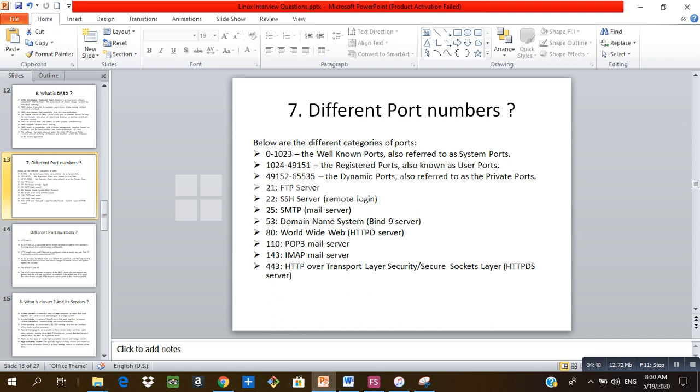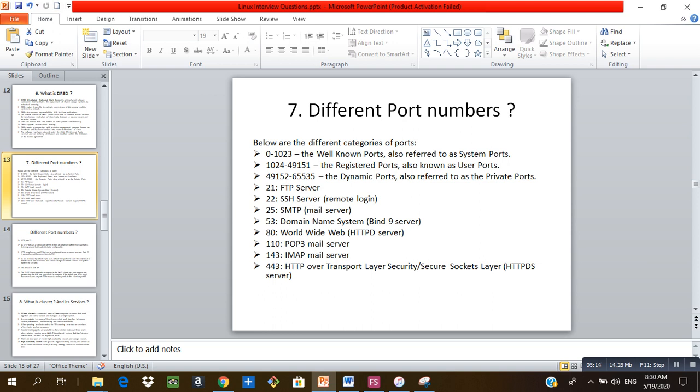Now let's see some services and what the default ports for these services are. Because the interviewer can ask you randomly, tell me the port number for FTP, for SSH, for SMTP, for DNS, for HTTPD. Here I have mentioned some of the ports. For FTP, port 21 is used. For SSH 22, for SMTP, simple mail transfer protocol, 25, for DNS 53 is used, for HTTPD 80 is used.